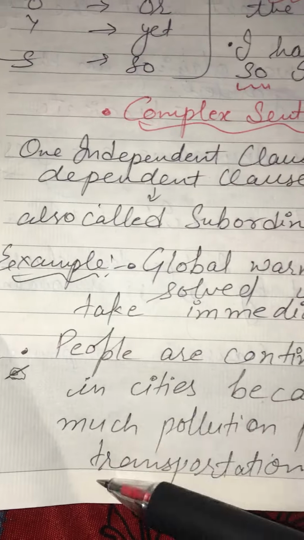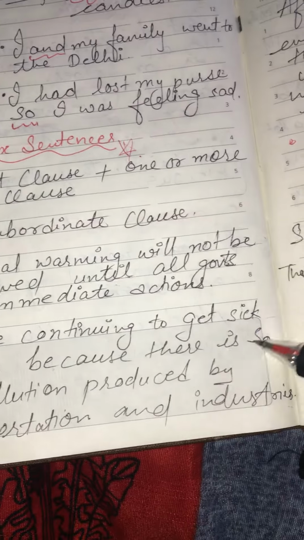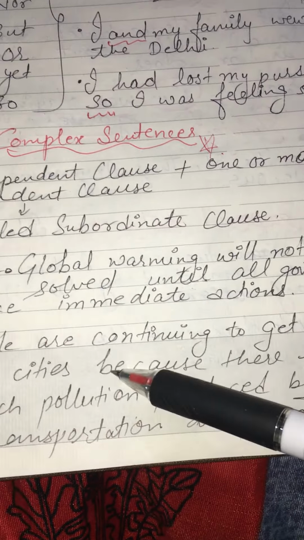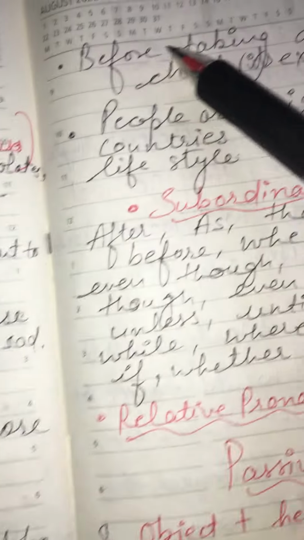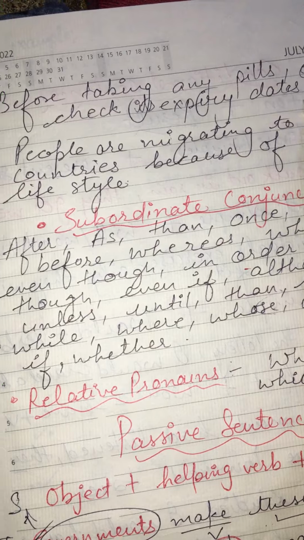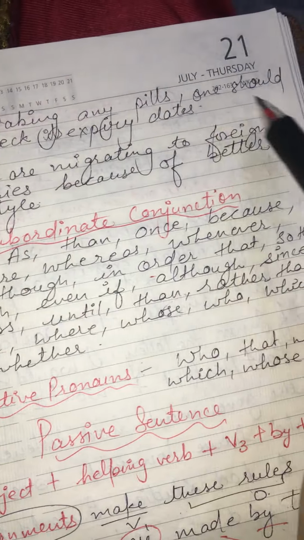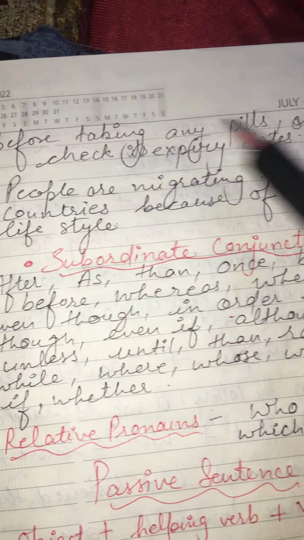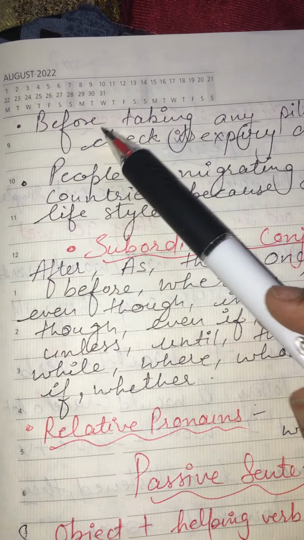Okay. Now next example is people are continuing to get sick in cities because there is so much pollution produced by transportation and industry. The subordinating conjunction is because. The next example is before taking any pills, one should check its expiry date. Before taking any pills, this is a dependent clause. One should check its expiry date. This is the independent clause. So these two clauses are connected by a comma, and here is the subordinating conjunction.